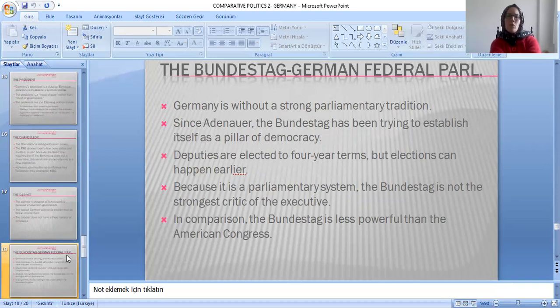Germany is known for not having a strong parliamentary tradition. Since Adenauer, the Bundestag, the parliament, has been trying to establish itself as a pillar of democracy. Deputies are elected to 4-year terms, but elections can happen earlier. As it is a parliamentary system, the Bundestag is not the strongest critic of the executive. In comparison, the Bundestag is less powerful than the American Congress.